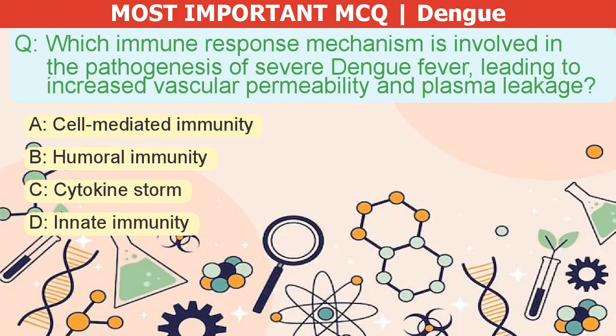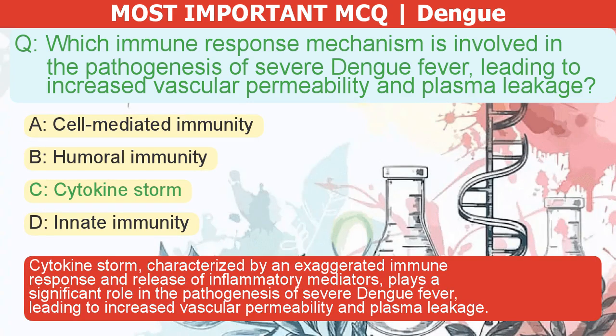Which immune response mechanism is involved in the pathogenesis of severe dengue fever, leading to increased vascular permeability and plasma leakage? A. Cell-mediated immunity. B. Humoral immunity. C. Cytokine storm. D. Innate immunity. The correct answer is C. Cytokine storm, characterized by an exaggerated immune response and release of inflammatory mediators, plays a significant role in the pathogenesis of severe dengue fever, leading to increased vascular permeability and plasma leakage.